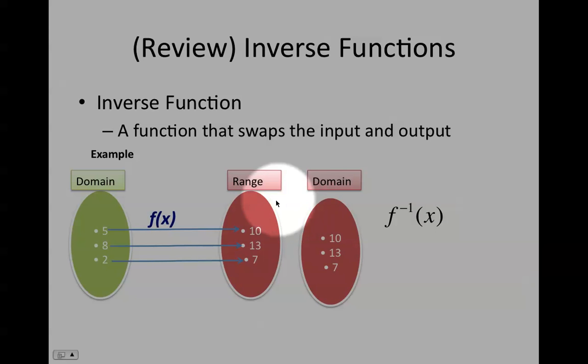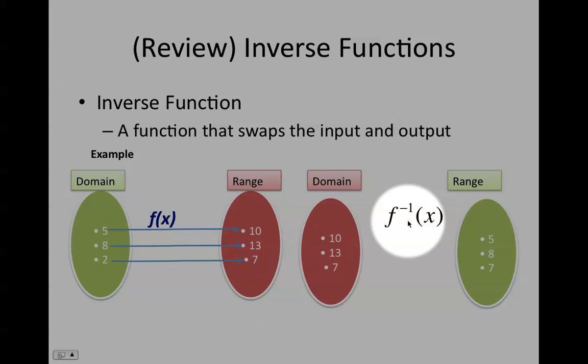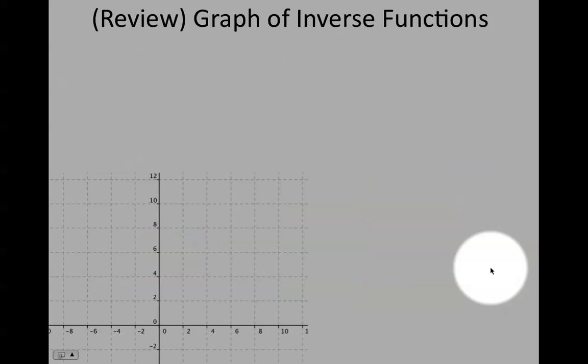So the domain of the inverse is the range of the original, and the range of the inverse is the domain of the original function. And you can see here it reverses all these directions. So 5 used to go to 10, well now for f inverse 10 goes to 5, 8 goes to 13, now 13 goes to 8, 2 goes to 7, 7 goes to 2. This is a typo here. This should say 2. Excuse me.